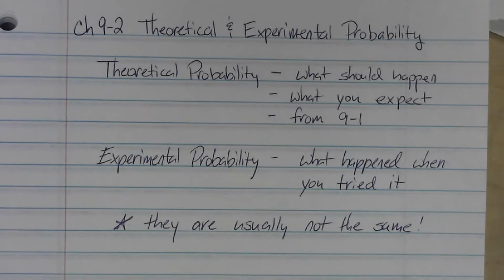Experimental probability is what happened when you actually tried it. When you actually flipped the coin, whether or not you got heads or tails. Or if you flipped it 20 times, how many times did you get heads or tails? And usually the theoretical and experimental probability are not the same. Almost always. Let's take a look at an example.